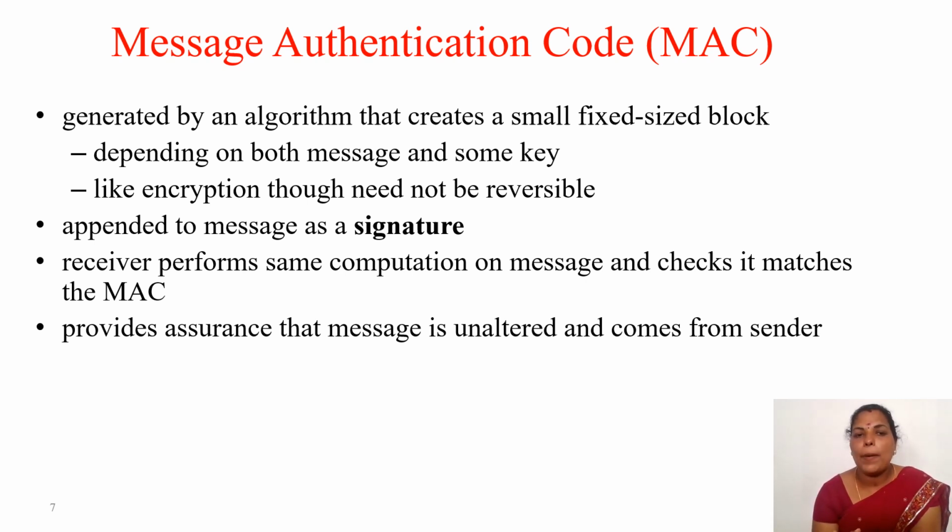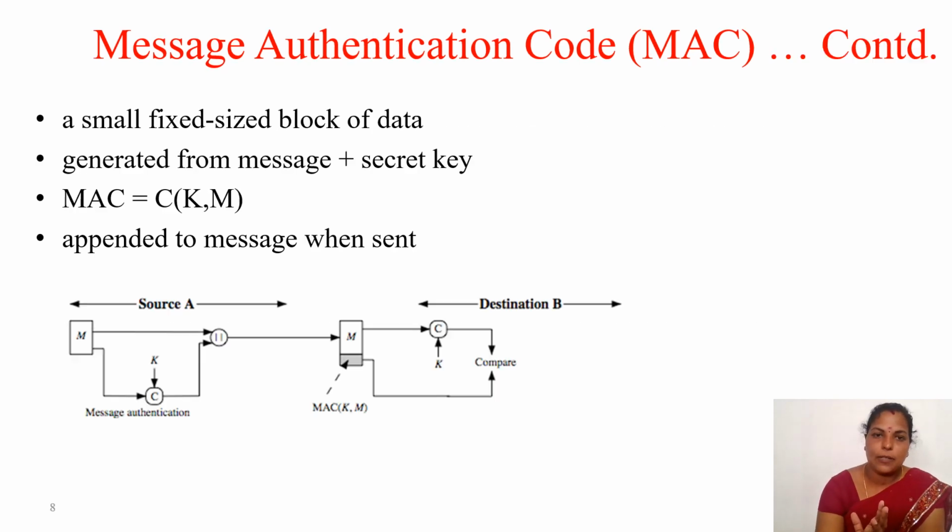So here we append this MAC code to the message as a signature. The receiver performs the same computation on the message and checks that it matches the MAC code. It provides assurance that the message is unaltered and comes from the sender, because it is mainly for authentication purposes. That signature is checked by the receiver, and if it matches, then the receiver will think that no modification happened in the message.